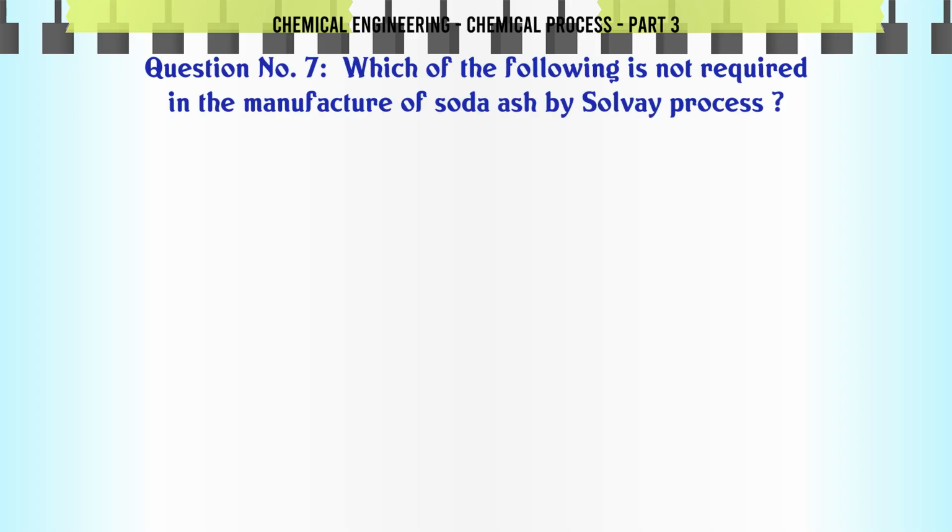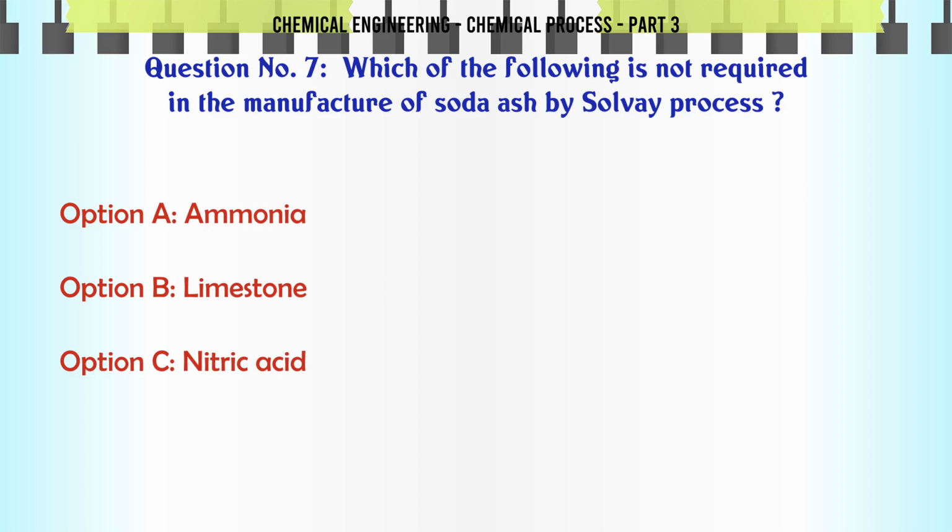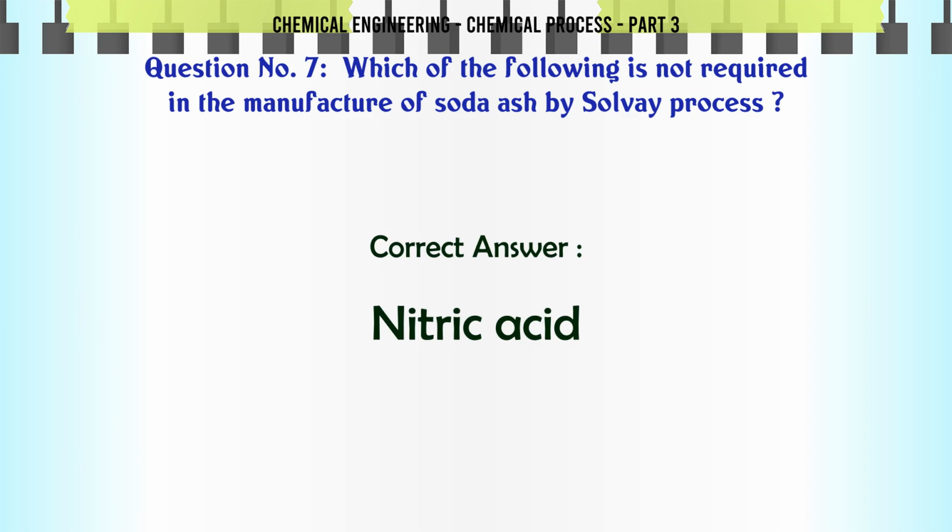Which of the following is not required in the manufacture of soda ash by Solvay process? A. Ammonia, B. Limestone, C. Nitric acid, D. None of these. The correct answer is nitric acid.